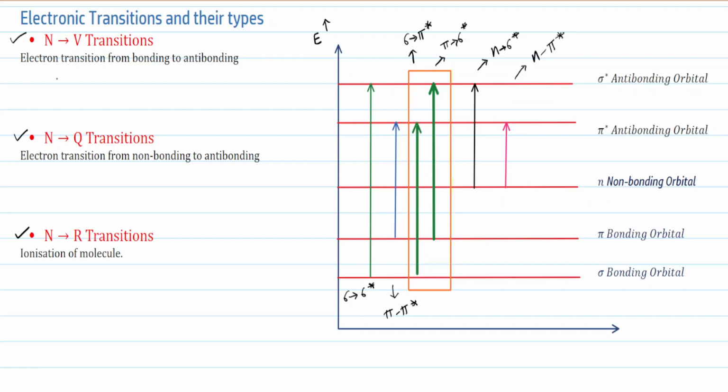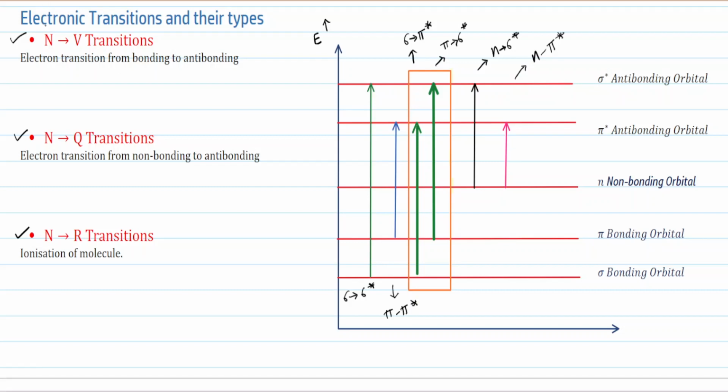To understand this N to V, N to Q, or N to R transition, we have to know the bonding orbitals, non-bonding orbitals, and anti-bonding orbitals and their energy levels. So the energy level diagram for the different bonding, non-bonding as well as anti-bonding orbitals is drawn here. Now from this diagram we can say that the sigma bonding orbital has low energy and the sigma star anti-bonding orbital has higher energy.